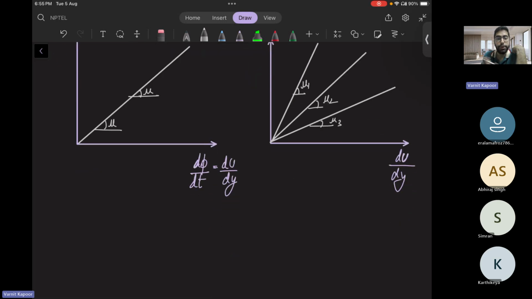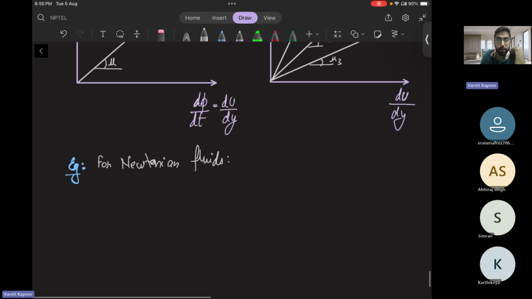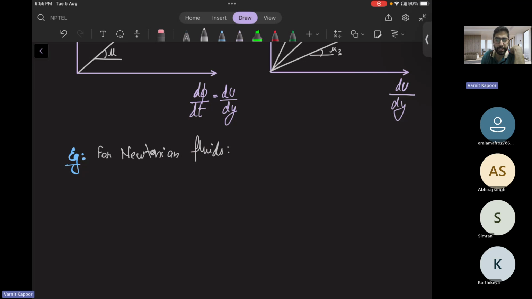And these are nothing but Newtonian fluids, because they follow Newton's law of viscosity, that is, the linear regime. Examples of Newtonian fluids are water, air, most of the gases, kerosene, and gasoline. Okay.